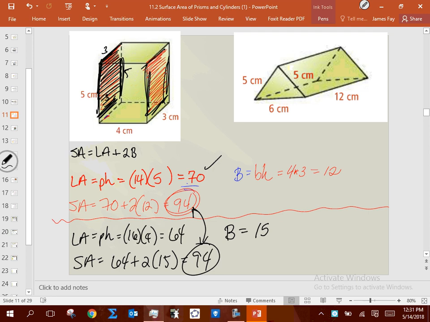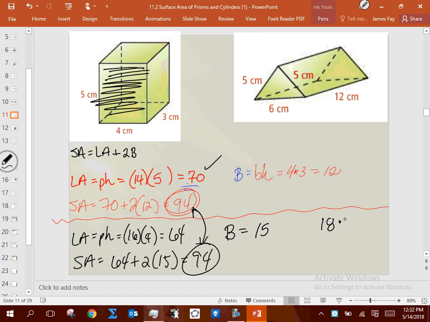Okay. Now you could also do it one other way. You could say, I'm going to allow that to be my base. And if we do that, our lateral area is going to be, what, 18 times 3. There, the lateral area would be 54. Does that make sense, everybody?